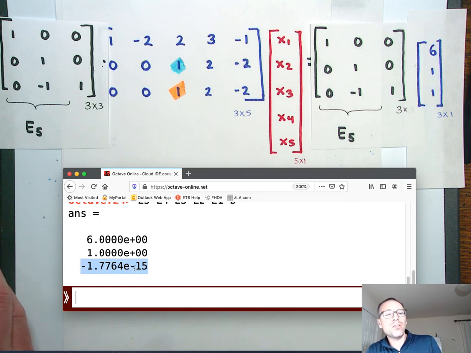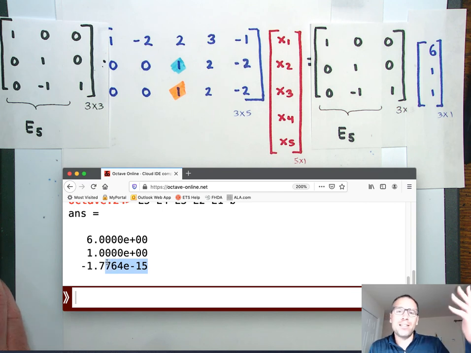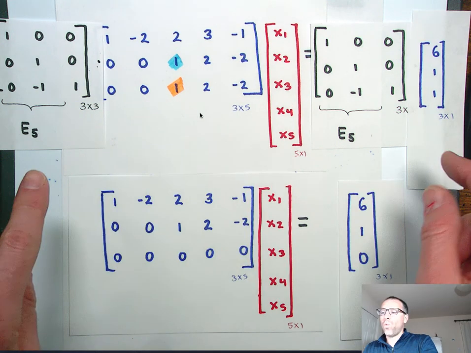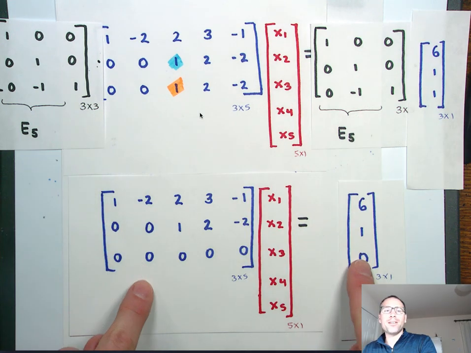E to the -15, that's 1.776 times 10 to the -15. I have a lot to say about round-off properties. If you're interested in that, I have a nice sequence of YouTube videos on MATLAB, and we talk all about the scientific computation principles of storing numeric data, etc. But for our purposes, that's 0. So in other words, when I execute this multiplication, I get this equivalent system.